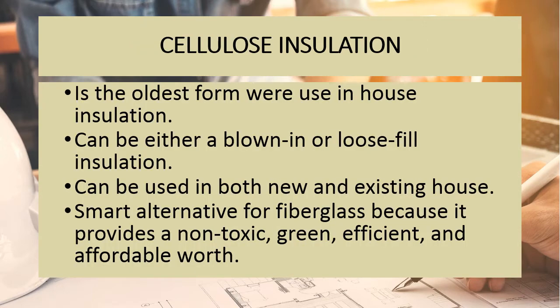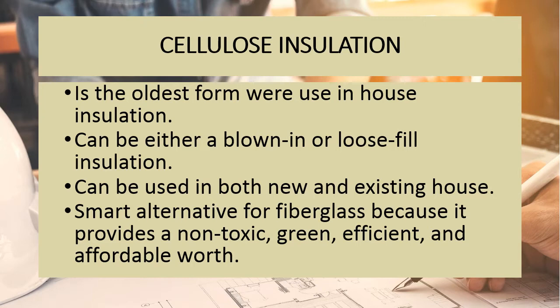Next insulation is cellulose insulation. Cellulose insulation is one of the oldest forms used in home insulation. It can be either blown-in or loose-fill insulation, and suits new and existing houses. This insulation is a smart alternative to fiberglass because it provides a non-toxic, green, efficient, and affordable option. The main reason this insulation is used is its high content of recycled material.